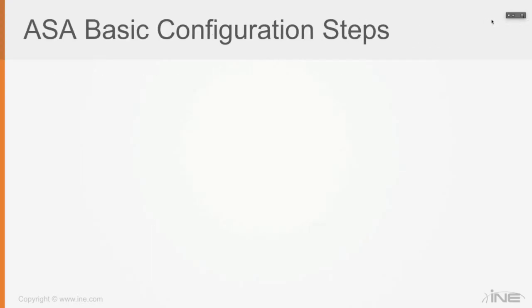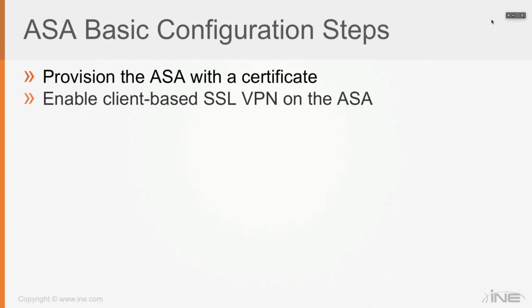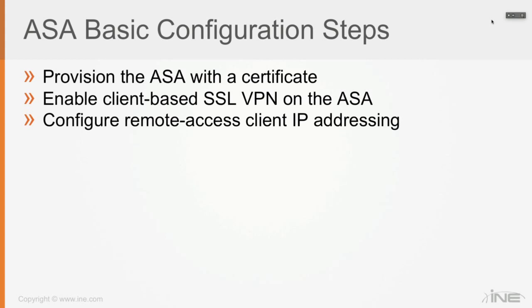Now, from the configuration point of view, we're going to configure a client-based SSL VPN tunnel with the ASA firewall being the VPN gateway. The configuration steps are going to follow pretty much what we stated before about how TLS SSL works. Because the ASA is the VPN gateway, it needs a certificate. Then of course we have to enable client-based SSL VPN on the ASA. We have to configure the ASA to lease addresses to remote access clients, so the AnyConnect client is going to require an IP address to be assigned by the VPN gateway.